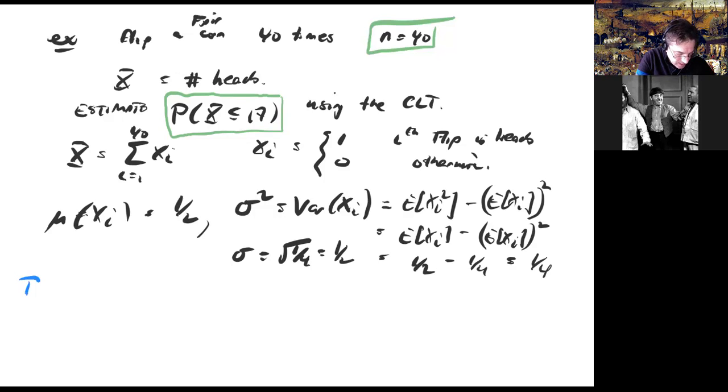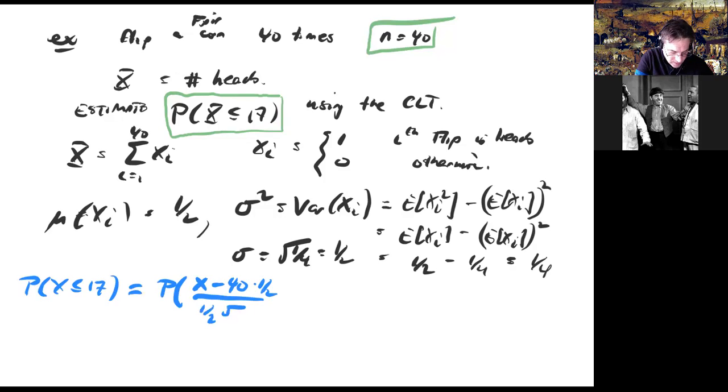The probability that X is less than or equal to 17, we have to now normalize. That means we take X, subtract off n times the mean, which is a half, over 1/2 the square root of 40, that is sigma times the square root of n, and we have to do that to the right-hand side of the inequality. That's less than or equal to 17 minus 40 times a half, over 1/2 the square root of 40.